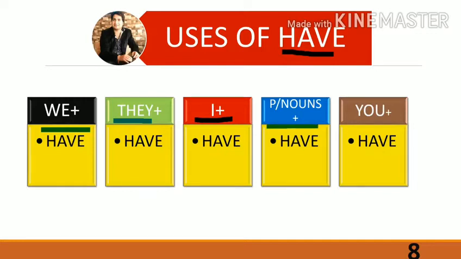As we have a singular noun, in a similar manner we have plural nouns. For example, dog, dogs, cat, cats, plant, plants. So when we talk about plants, dogs, cats, they are plural nouns. With plural nouns we will make use of have. In the end, we can also use have with you.